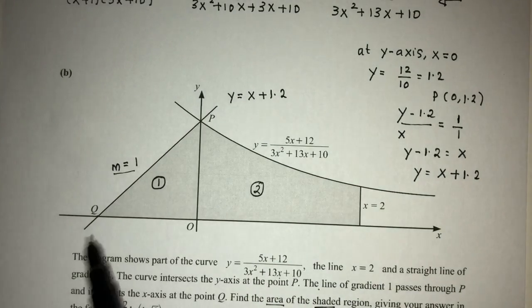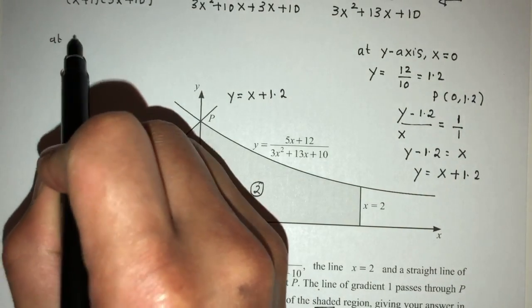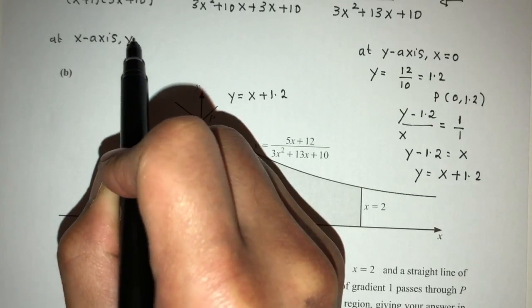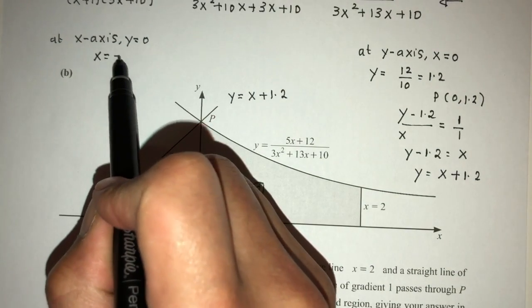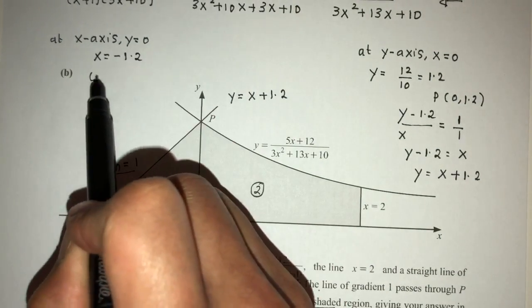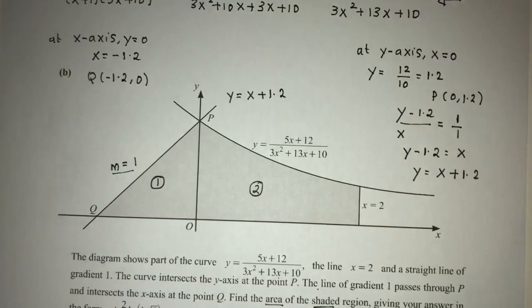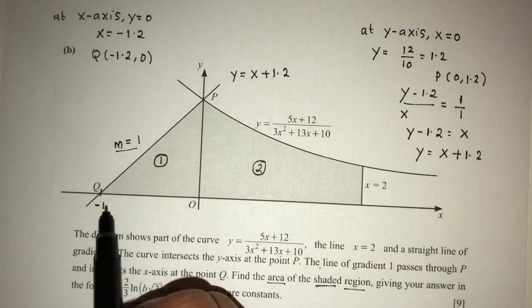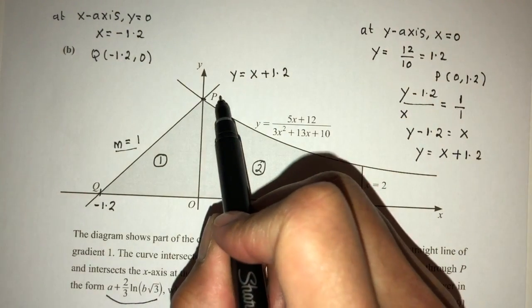Now we want to find the point Q. As you can see, it is on the x-axis. So same technique, we say that at the x-axis, what do we know? We know that y is equal to 0. So x will be minus 1.2. So Q will be the point (-1.2, 0). That will be the point right here. Okay, so minus 1.2, and this is 1.2, right?